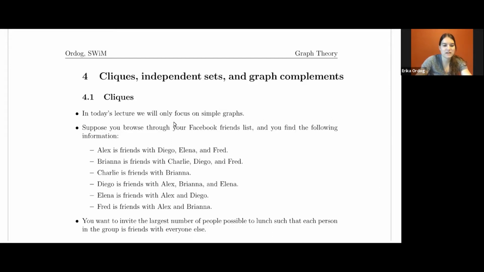Okay, so in today's lecture, we'll focus only on simple graphs. These are graphs without loops. A loop is an edge that has the same starting and ending vertex, so we won't have any of these. And we won't have any double edges. If we have two vertices, we won't have two separate edges between them. There can only be one edge between every pair of vertices.